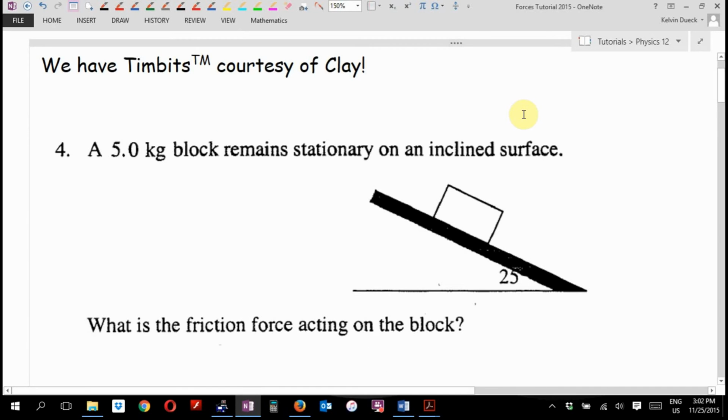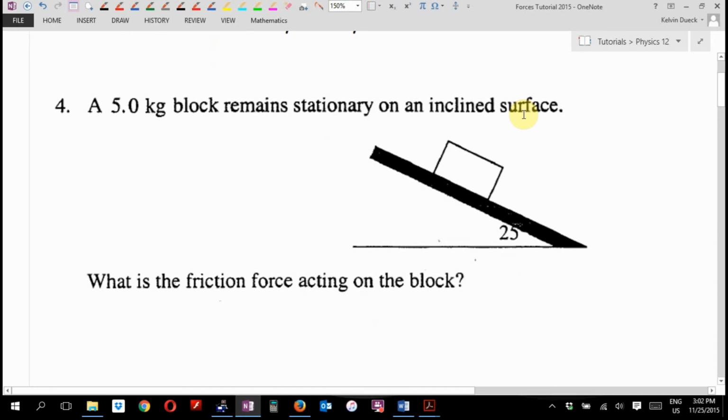So much of this test is going to be inclined. Either a ramp where the ground is tilted, or if the ground is flat, the force is going to be tilted, like a lawnmower question. So here's a great example. It says a 5 kilogram block remains stationary on an inclined surface. What's the friction force acting on the block?